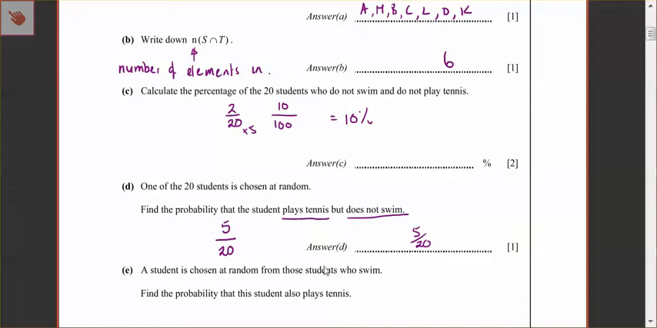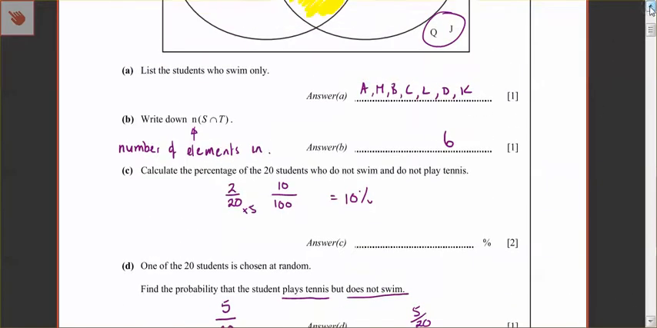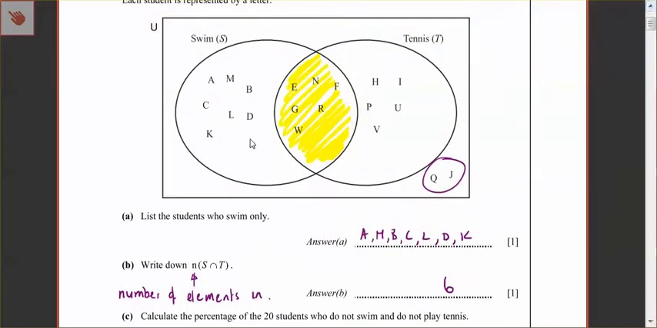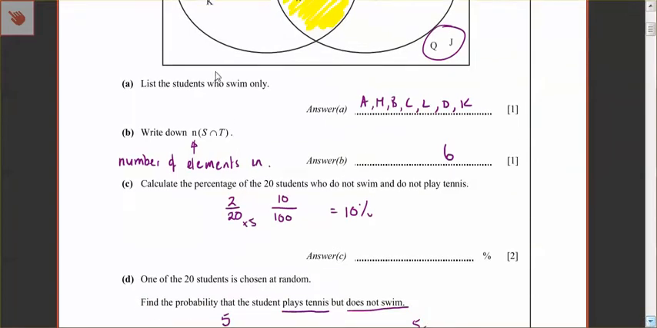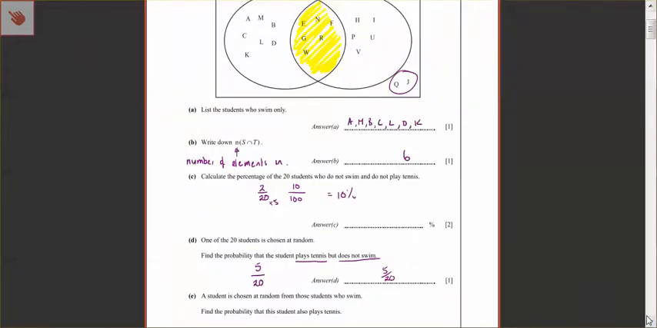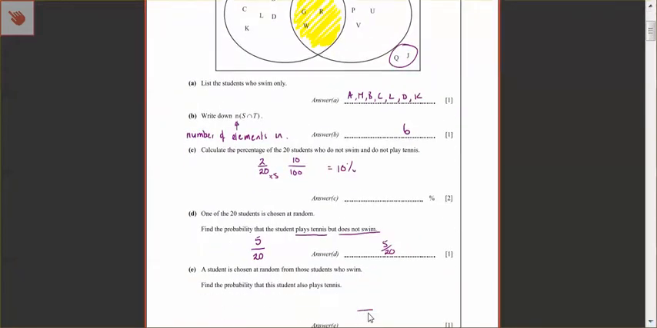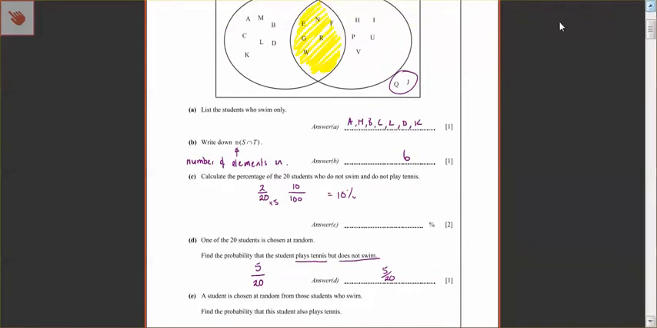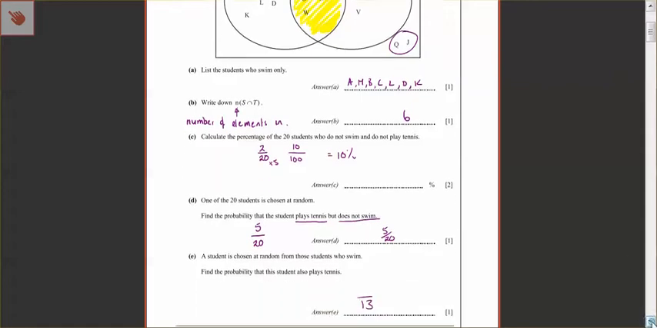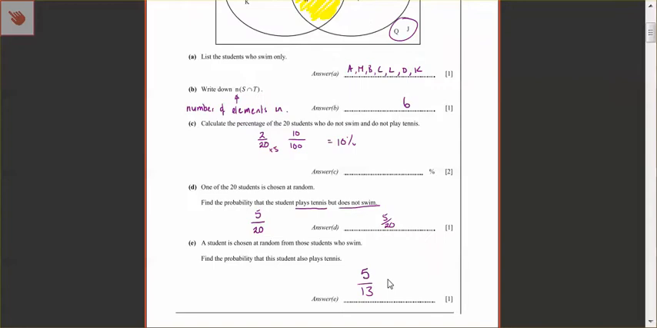A student is chosen at random from those who swim. So we're only looking at those who swim. Remember we talked about this one, how many swim? So 6, 7, 8, 9, 10, 11, 12, 13. So it's 6 over 13, so it's out of 13, yeah? And it says find the probability the student also plays tennis. Well, out of those 13 that swim, 5 play tennis. So it's 5 out of 13.